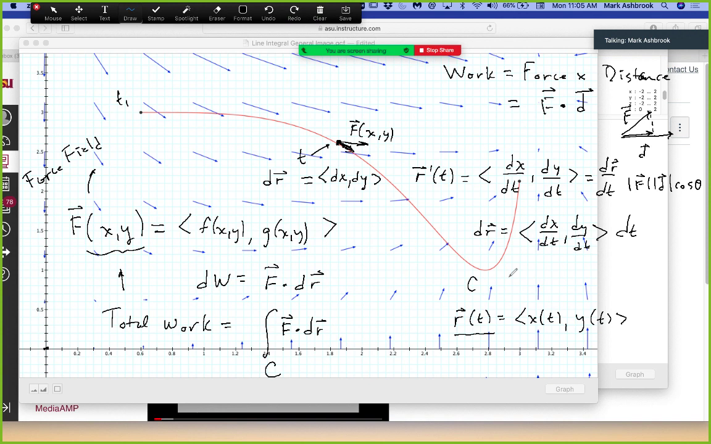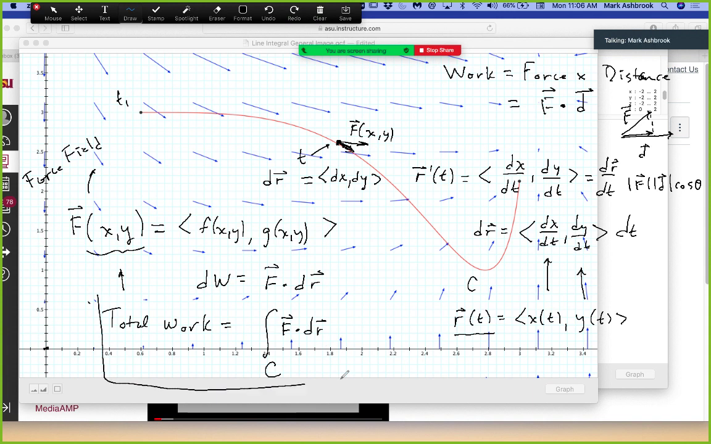And so my dr is going to be what? I'm going to take my vector function and take individual derivatives, and then times dt, and I'm going to write my vector field F in terms of t, just like you did for the other line integral problems. So we're going to rewrite F in terms of t. To get this dr part, we're going to take the derivative of the vector function and multiply by dt, and then this whole thing will be in terms of t.